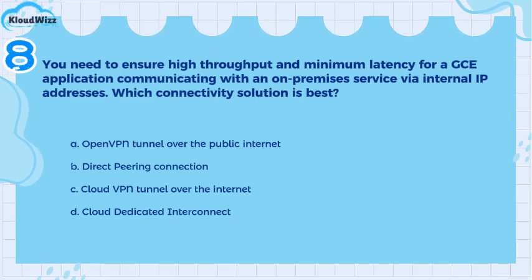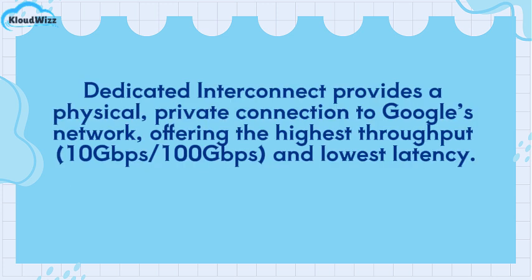The correct answer is D. Cloud Dedicated Interconnect. Dedicated Interconnect provides a physical, private connection to Google's network, offering the highest throughput, 10 gigabits per second or 100 gigabits per second, and lowest latency.